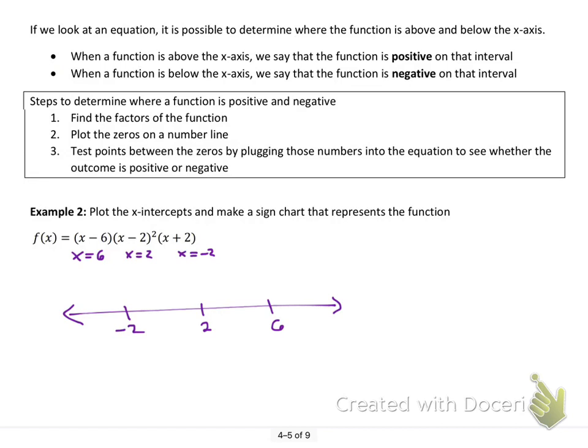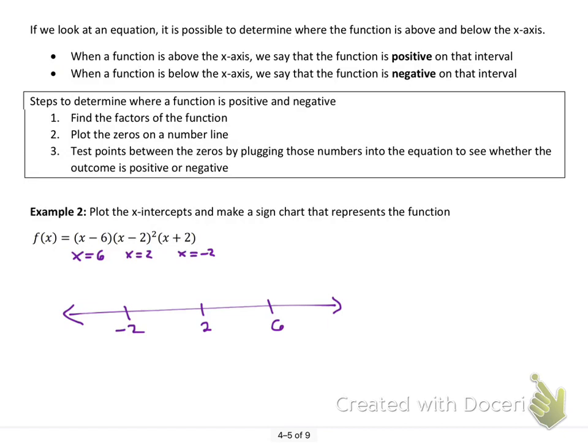I don't care how accurate it is. All I care about is that it's a good representation of what's going on. Then we need to find the numbers inside. So you follow these steps: you find the factors, you plot the zeros, we did that. Then we test points between the zeros by plugging those numbers into the equation to see if the outcome is positive or negative. I do not care what number it is. All I care about is the sign that I get from the equation.